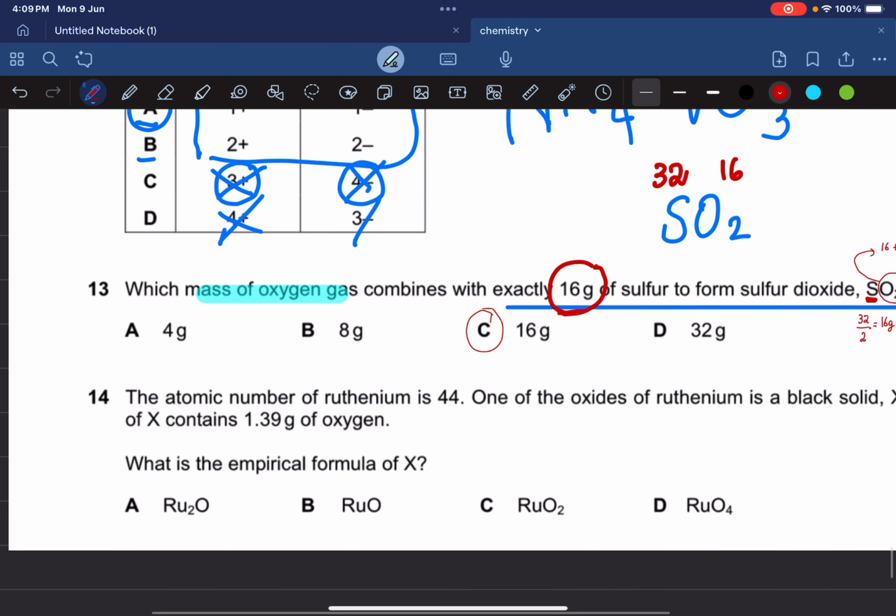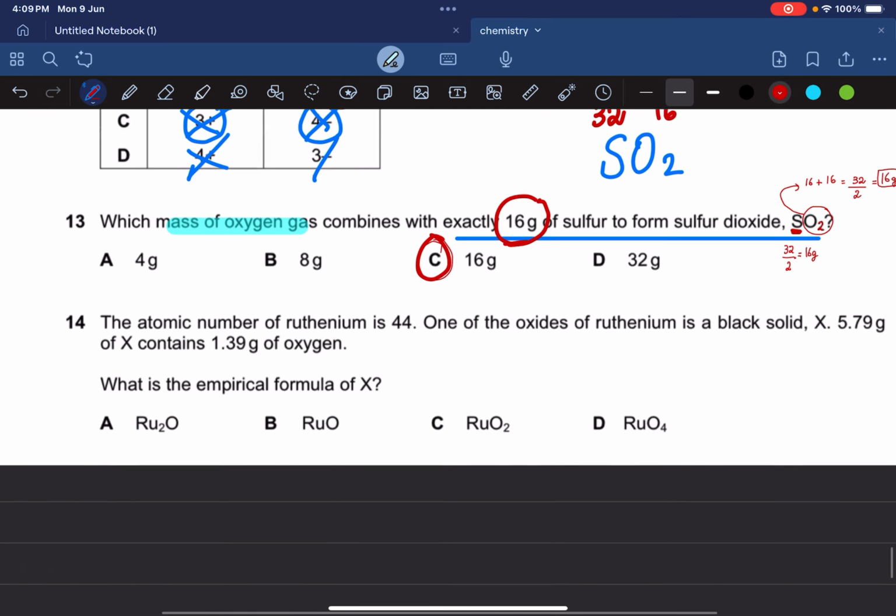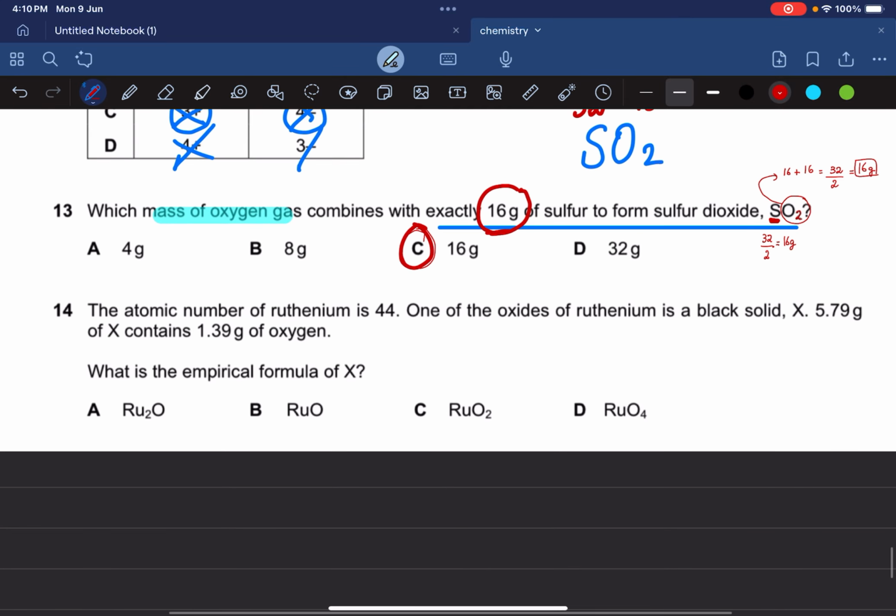I know it was tricky, all these MCQs are tricky, but they're nice in a way that they give you the chance to practice. Okay, next question.